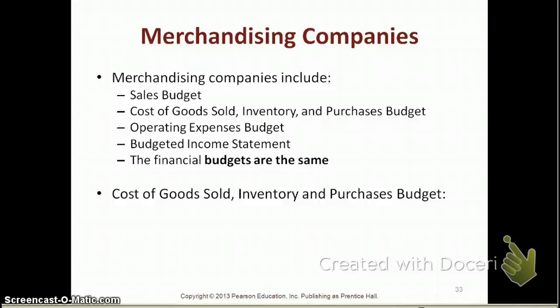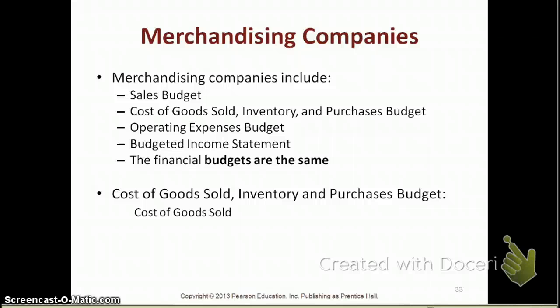So for a merchandising company, your cost of goods sold budget starts off with cost of goods sold. How do you calculate cost of goods sold? In your questions, they will tell you this is our sales for the following quarter or following months. And then they will tell you that cost of goods sold is a certain percentage of sales. They may say cost of goods sold is 50% of sales, and that will enable you to calculate cost of goods sold. Remember, this is a cost of goods sold budget, which means it's all in dollars. Unlike your production budget, which is all in units, the cost of goods sold budget is in dollars.